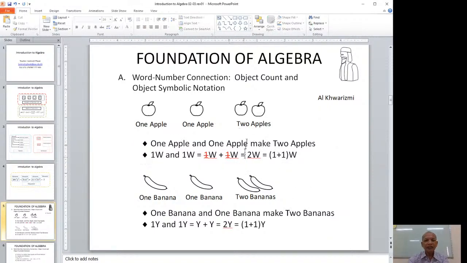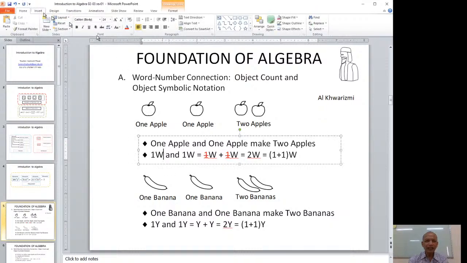We say apple is represented by W, and banana is represented by 5. So here we have 1 apple plus 1 apple equals 2 apples. 1W plus 1W equals 2W. But normally we don't write 1. We just write W plus W equals 2W.